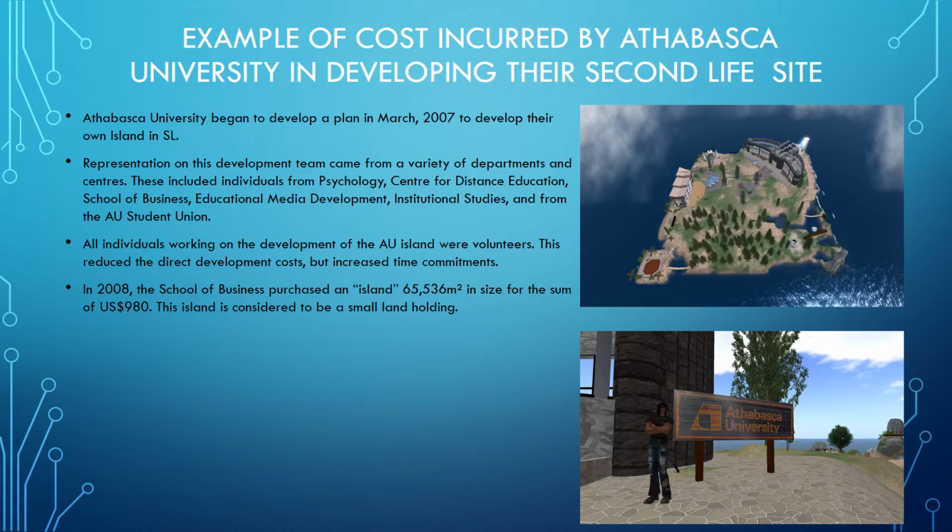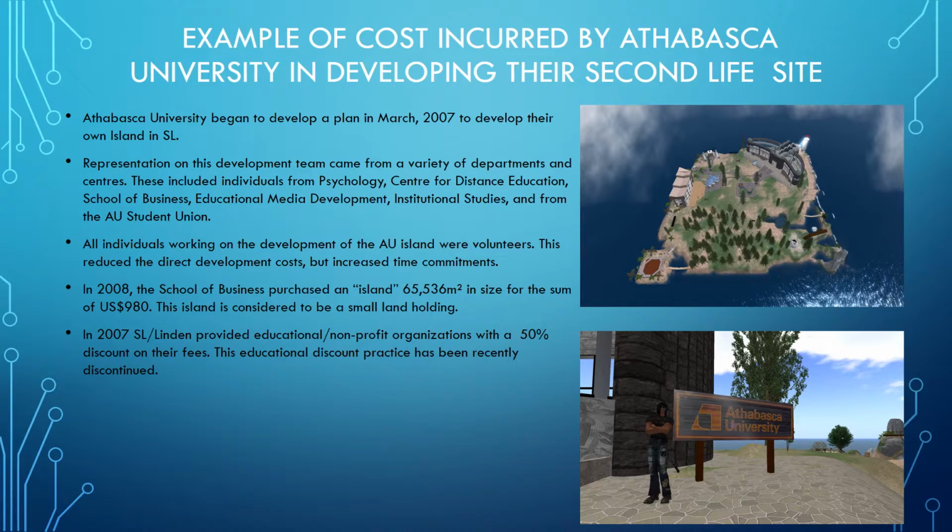In 2008, the School of Business purchased an island, 65,536 meters square in size, for the sum of $980 US. This island is considered to be a small land holding. In 2007, Second Life Linden provided educational nonprofit organizations with a 50% discount on their fees. This educational discount practice was recently discontinued. An additional monthly maintenance fee of $150 US was also required to be paid.